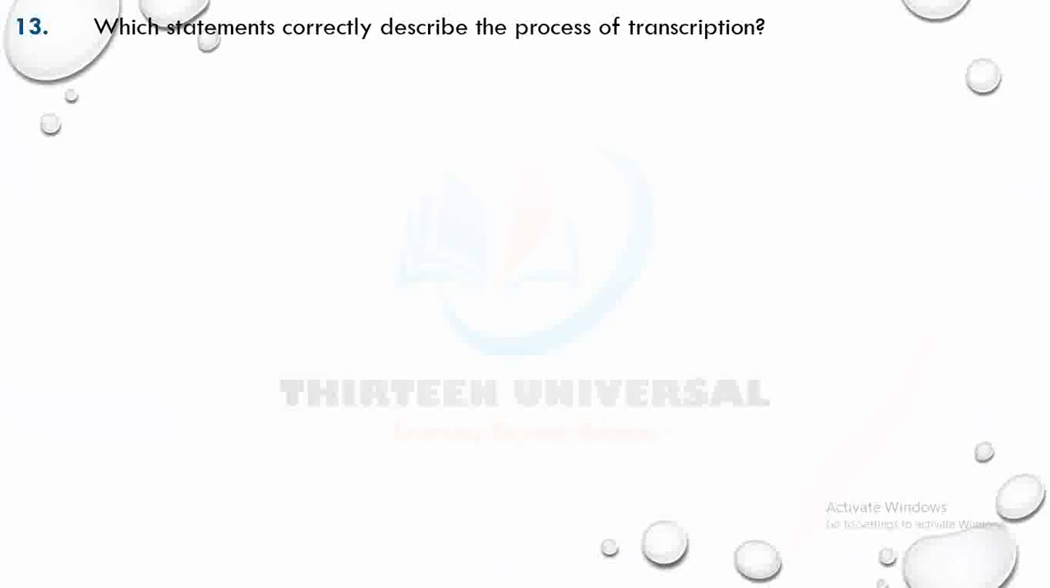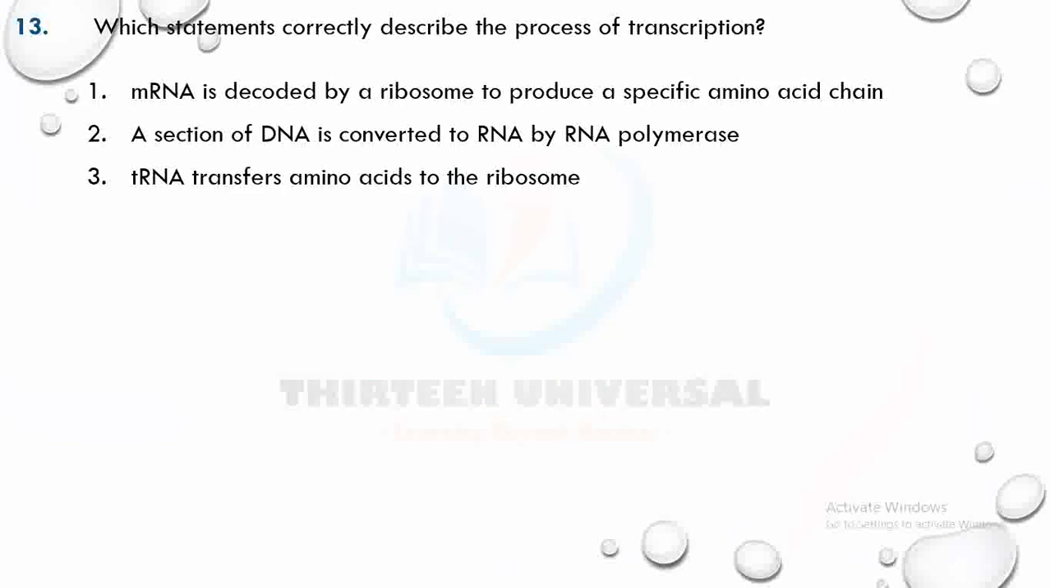Which statement correctly describes the process of transcription? So make a decision, guys. Option 1: mRNA is decoded by a ribosome. This is transcription. Transcription is synthesis of mRNA, okay? Using DNA as a template. So mRNA is decoded by a ribosome to produce a specific amino acid chain. The mRNA is not decoded by a ribosome. It's decoded by a tRNA, okay?